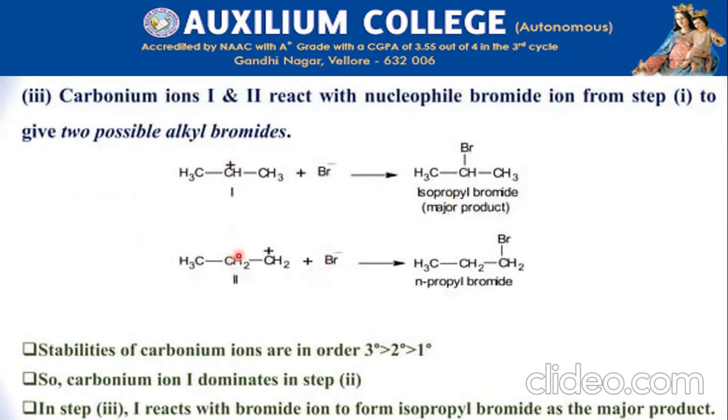Whereas the primary carbocation attacks with Br minus to form n-propyl bromide. As we know, the stability of carbonium ions is in the order tertiary, secondary, and primary, where tertiary is more stable than secondary, and secondary is more stable than primary. So in the above product, because it comes from the secondary carbonium ion, it is the most stable product, which is called isopropyl bromide. So in step 3, it reacts with bromide ion to form isopropyl bromide as the major product.